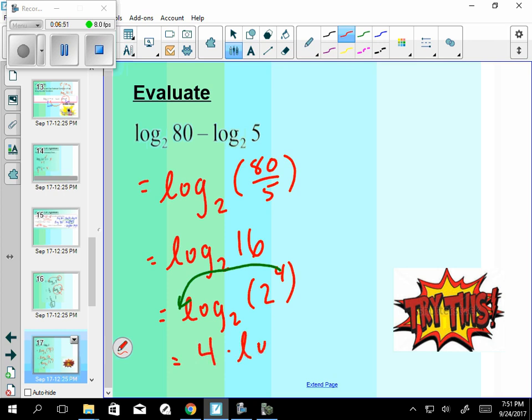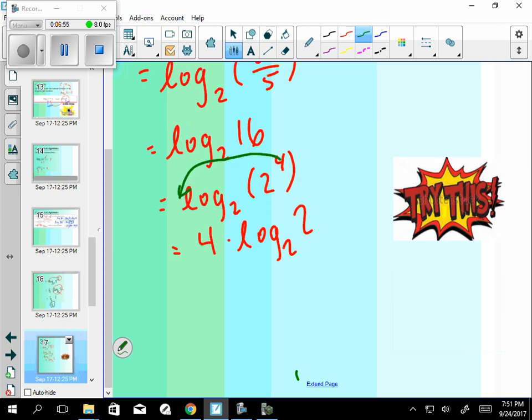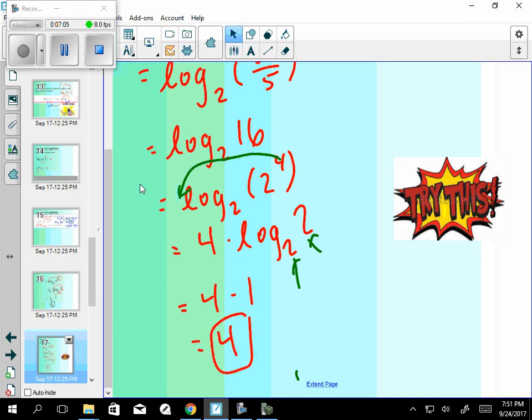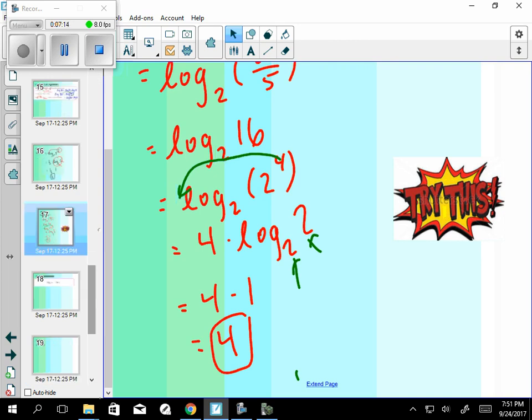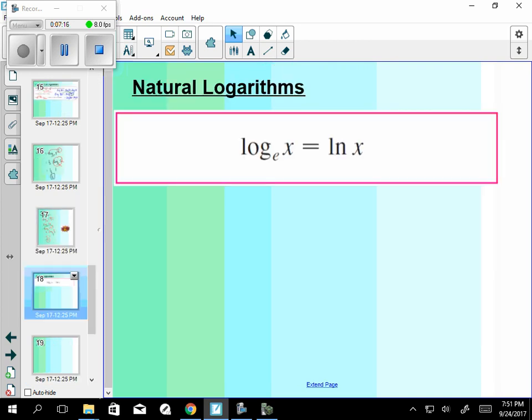I got 4 times log base 2 of 2. Anytime the base is going to match this number, that's going to be equivalent to 1. So we got 4 times 1, or just, looks like the answer comes out to be 4. If you got that without a calculator, that's pretty good. If you had to check it with the calculator, try to at least think of these things as you're going through. All right, some other things with logs.